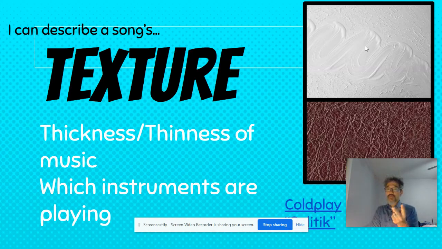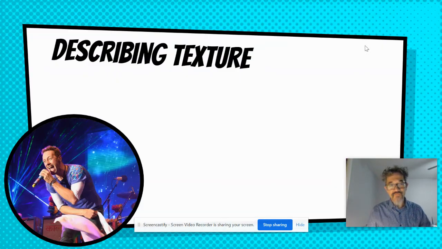And we looked at 2 examples, and your homework is to find your own example, any song you like, and listen and try to come up with as many different sounds as you hear in the song. Right. So the first example we listened to was Coldplay's Politik. It's linked in the slides, right?